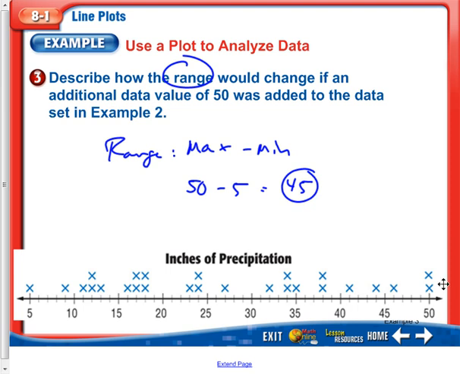Now, if they would have added like a 51, or if they would have added a 4, then it would have changed the range. If they add anything that we already had, or they don't change our maximum or minimum number, our range is unaffected.